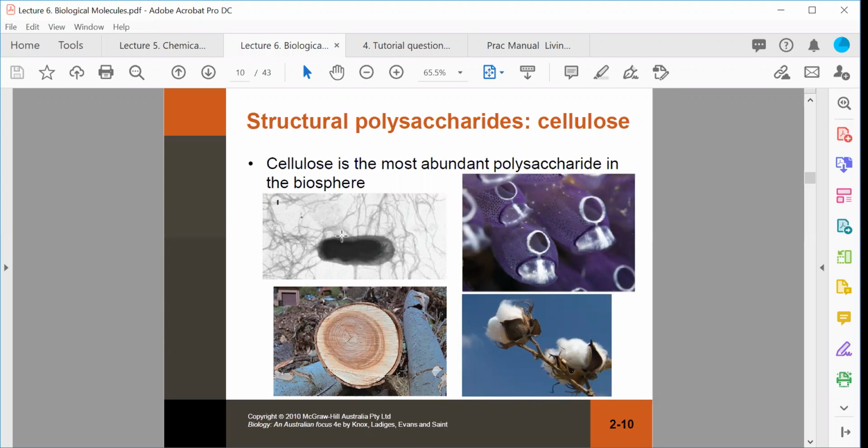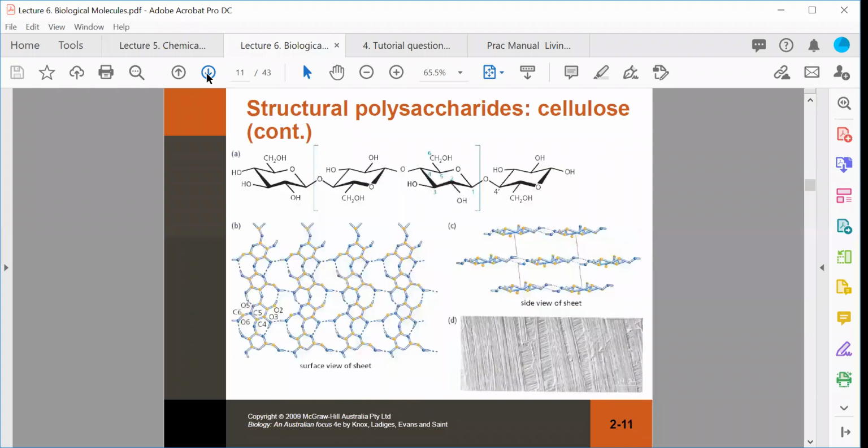Some bacteria, so this is a bacterial cell, will form these protective layers around the cell. And those protective layers can also contain cellulose, depending on the species of bacteria. All right, let's look at the chemical structure of cellulose, this structural polysaccharide. So here we have one glucose monomer bonded to another glucose and another one and another one. So cellulose is made of glucose monomers, many glucose monomers all linked together.